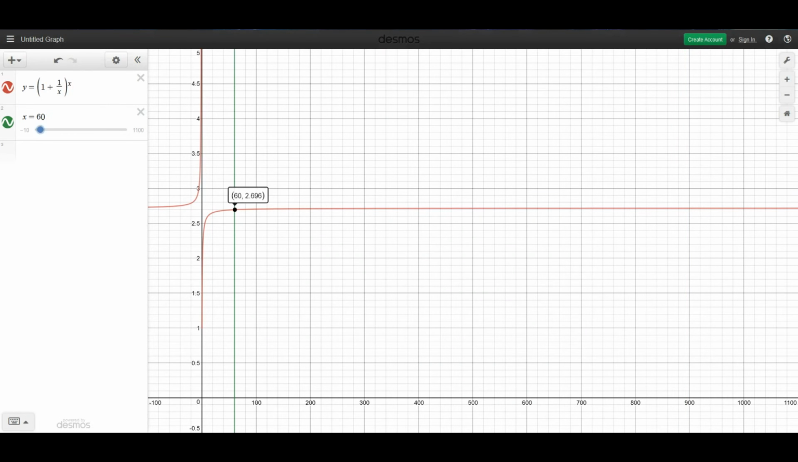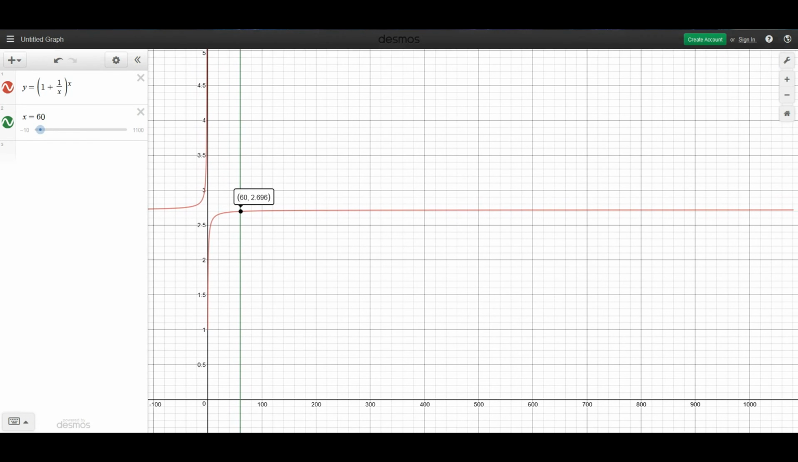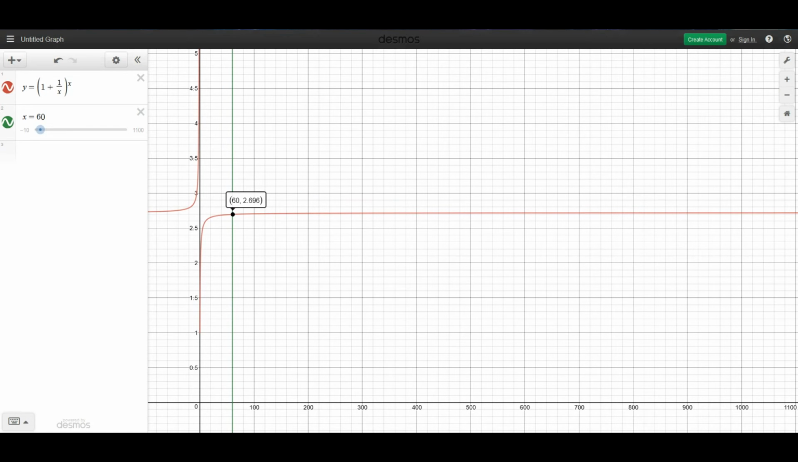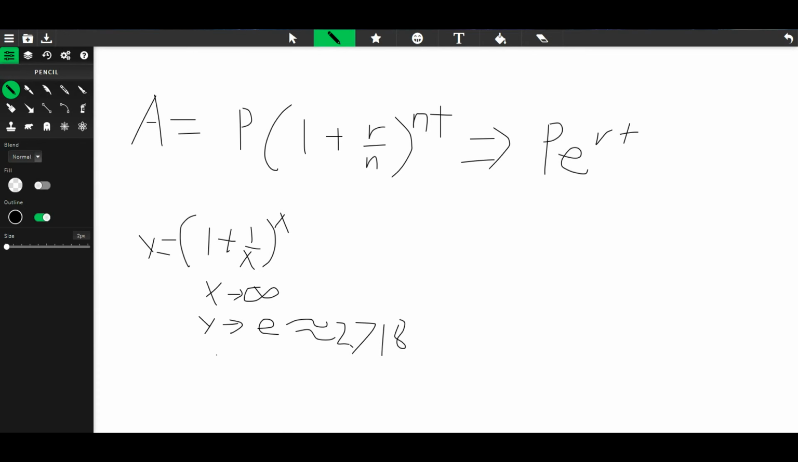To help visualize this, I've made a graph on Desmos. Here it is. We can follow this point here in the labels to see what the y value is as the x increases. The red here is this equation, 1 plus 1 over x to the x power, and this is just what the y value is for a given x value. So you can see as x increases, the amount gets closer to 2.718. So now that we know what e is, we can derive the formula.